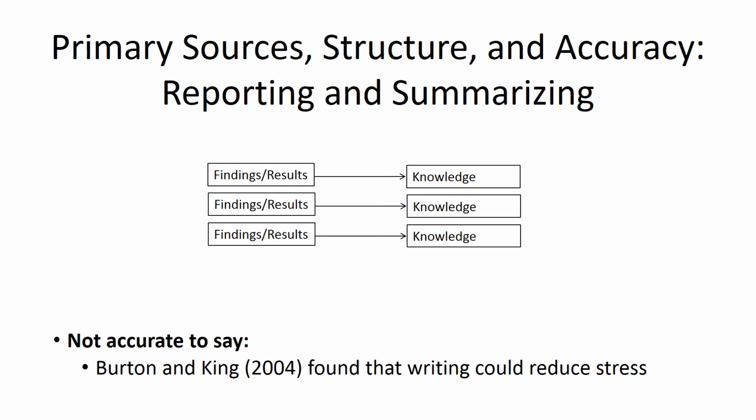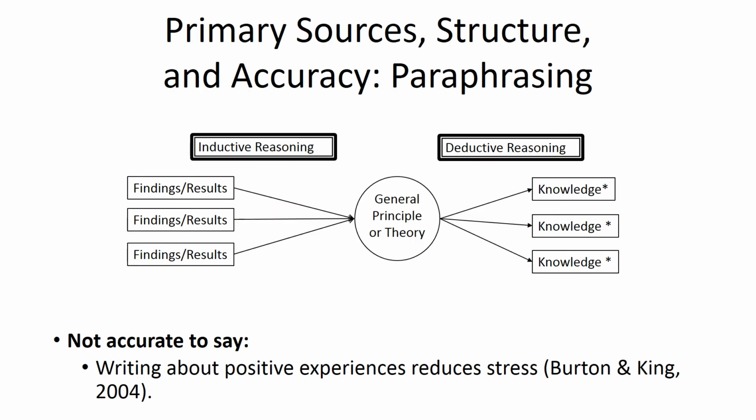It was an experiment, so it's accurate to use a structure that suggests cause and effect, but they didn't measure stress. So a sentence saying that they found writing could reduce stress is not accurate. As you might have gathered, when we're paraphrasing, we have a little more flexibility in what we can say.